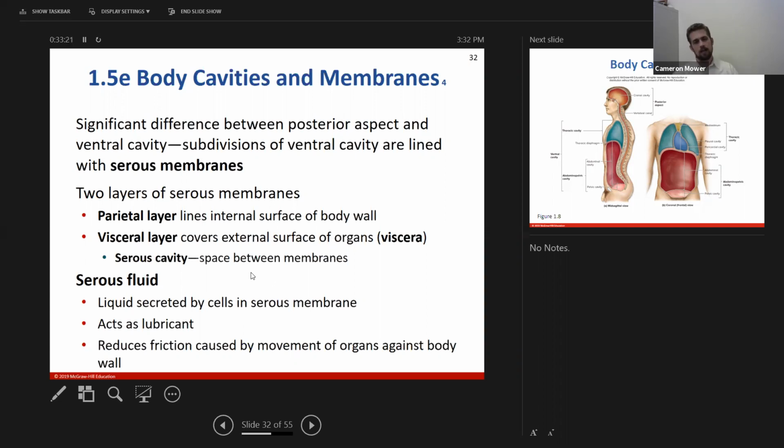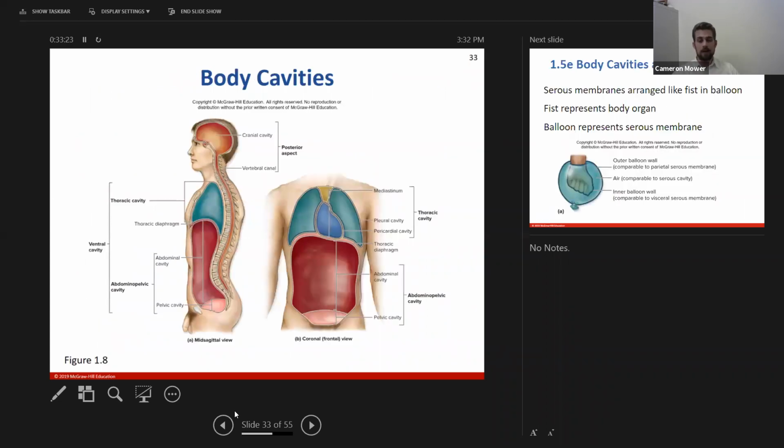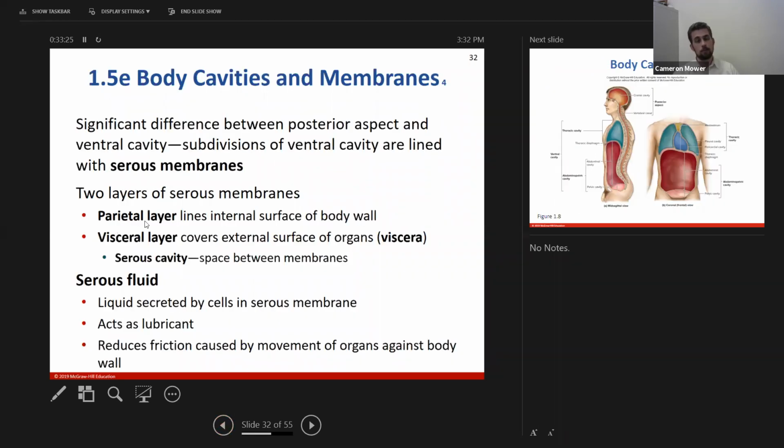And you do have two layers. Let me back up there. You do have two layers, a parietal layer and a visceral layer. I'm going to talk about that in a little more detail in just a minute. But the parietal layer is going to line the internal surface of the body wall. So that's going to be the interior. It's going to line the cavity itself, where the visceral layer is going to be covering the organs themselves, the external surface. So parietal and visceral.